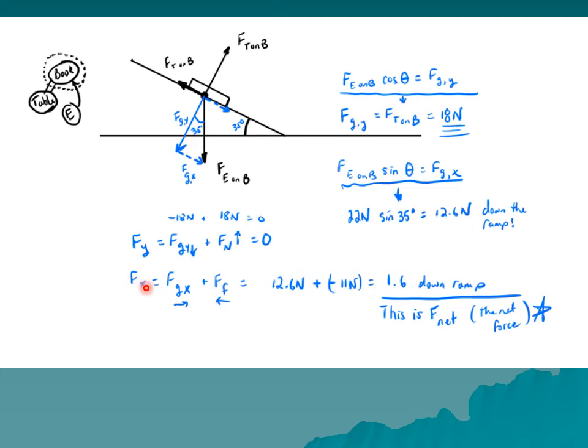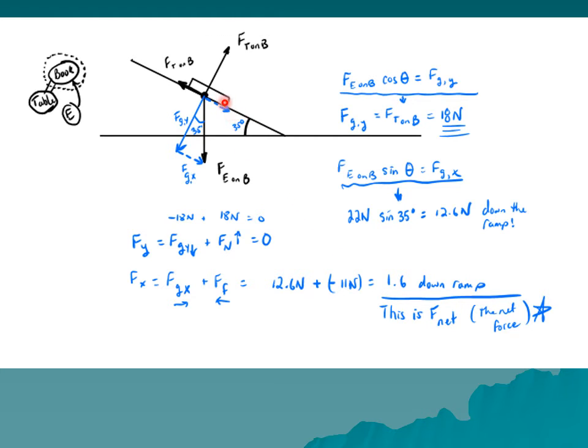But in the x direction, do they cancel? Actually, they do not. We have gravity in the x pulling down the ramp. We have friction pulling up the ramp to counteract. Well, pulling down the ramp, we just determined 12.6 newtons. However, there's 11 newtons in the up direction to the left of the ramp, and so that's negative. You add these two values together, and it turns out 1.6 newtons is left over. It does not cancel.